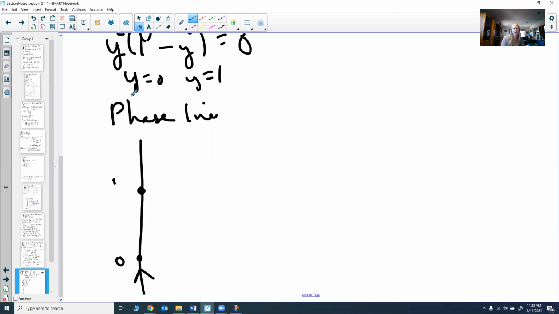Between 0 and 1, again, y squared is positive. 1 minus y, so 1 minus 0.5, 1 minus 0.1, will be a positive number. Positive times positive, so it's still going to be increasing in this realm. And then from 1 on up, y squared is still positive. 1 minus y, if I take 1 minus a number bigger than 1, I'm going to get a negative number. Positive times a negative is negative, so I know I'm decreasing. So there's my phase line. Now we can get our phase portrait.